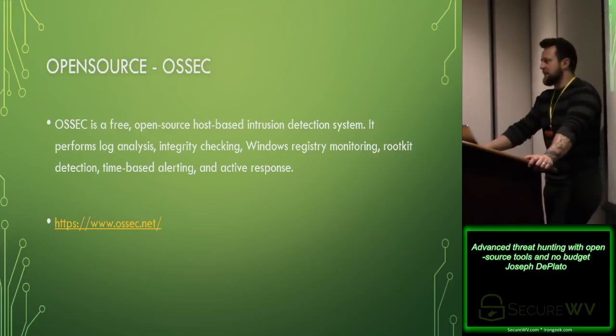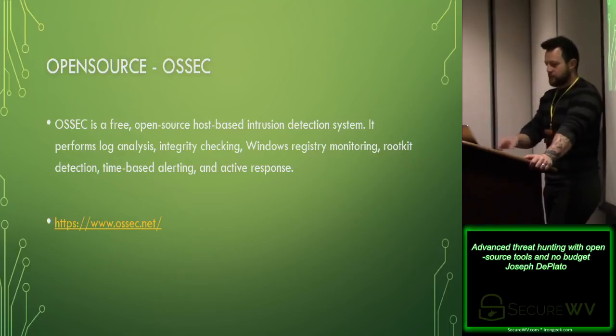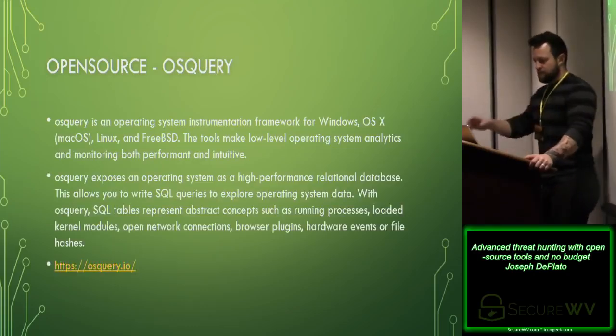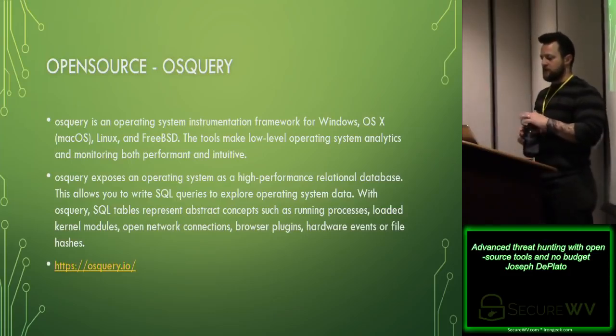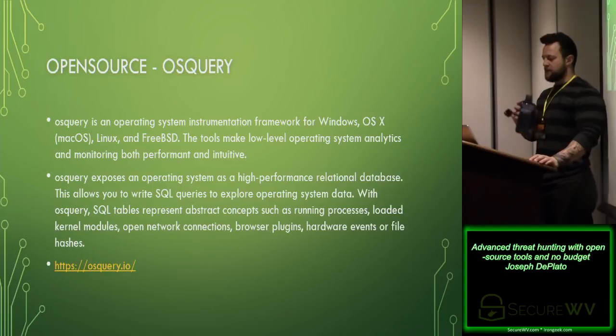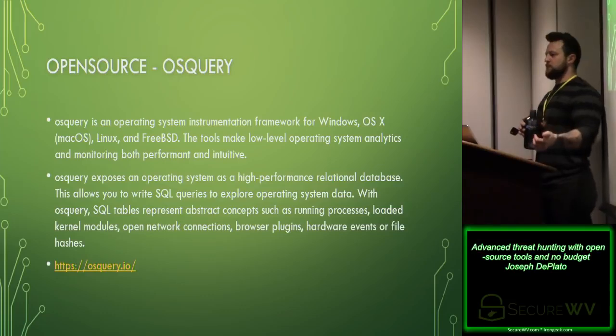OSSEC. Has anyone heard of OSSEC? OSSEC is an open source host-based intrusion detection system. It does local log analysis on the machine, integrity checking, Windows registry monitoring, rootkit detection, and sends all that data back to a centralized log aggregator. Alienvault by default has OSSEC agents built into its platform, so you can deploy those directly through Alienvault's web UI. Or alternatively, if you don't want to use that, you can visit ossec.net and run your own server that you can deploy agents from and have them send that log data back to whatever log aggregator you're leveraging.